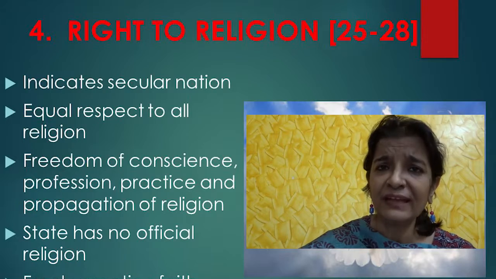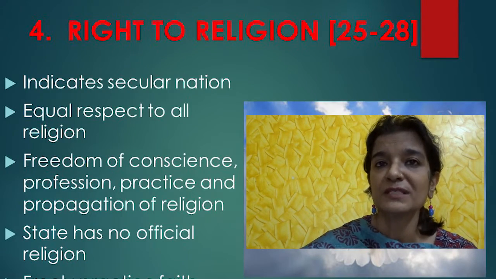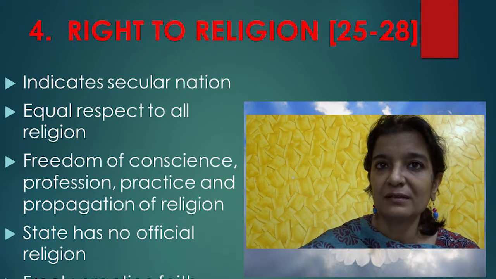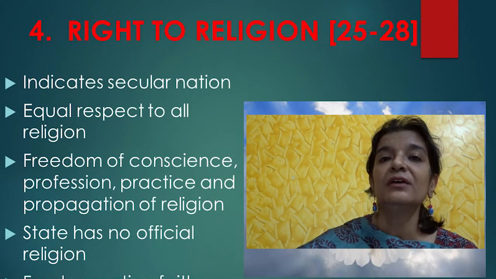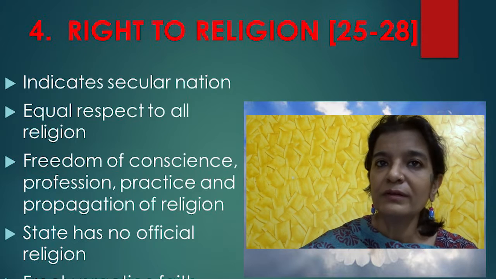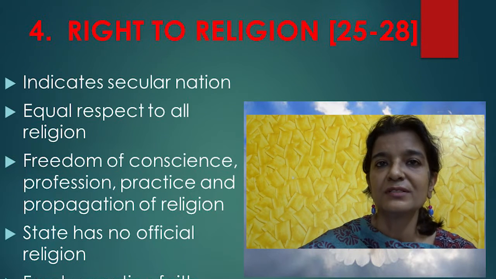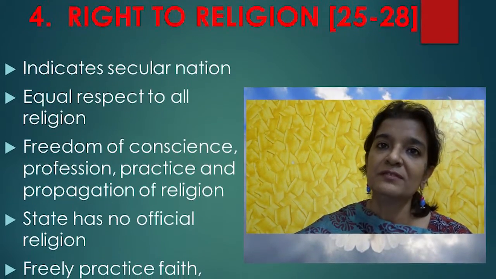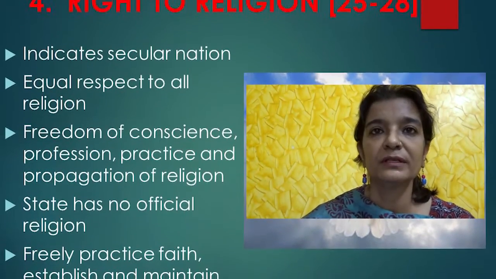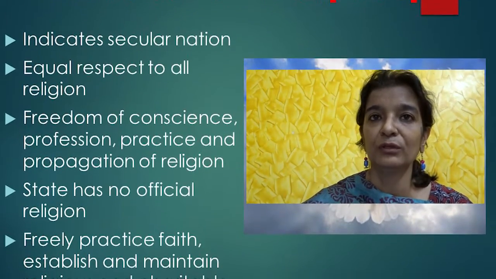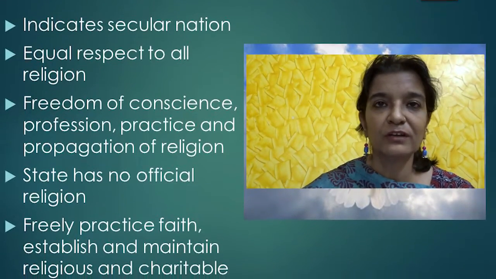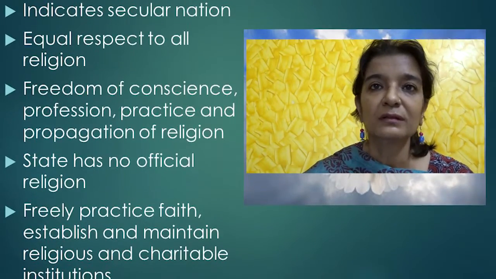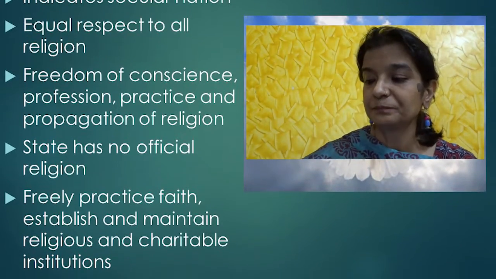Right to religion is mentioned between Articles 25 and 28. The fact that right to religion is mentioned so specifically indicates that we are a secular nation. We are a nation which comprises people of all religions, of different kinds of religions, of different ideologies and faiths. Our Constitution gives equal respect to all religions. All religions are equal before the law. All religions are equal before the government. All religions are equal as far as citizens are concerned.